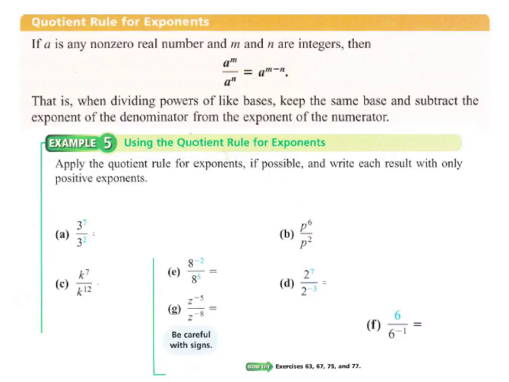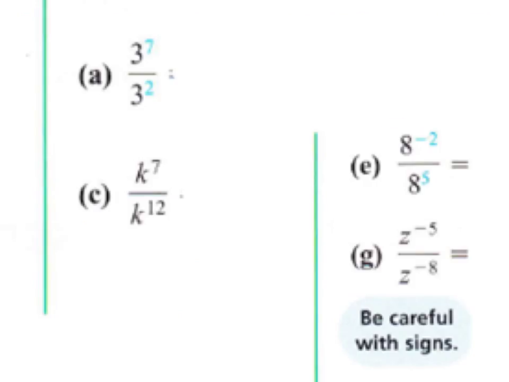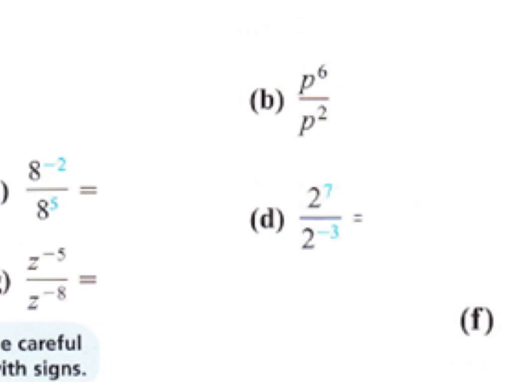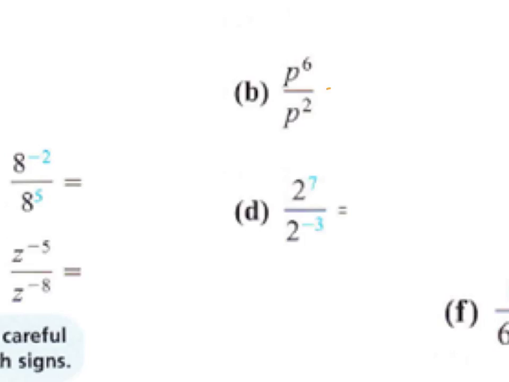Quotient rule for exponents really says that when we have that quotient, we subtract the denominator's exponent from the numerator's exponent. And again, we can even flip that around if we want to, but we'll just go with that for now. Looking at our first example here, we just take this 2 away from the 7, so we get 3 to the 5th power. At this point, I'm just going to leave that as 3 to the 5th power. As our second example, we just get 6 minus 2 for the exponent, so we get p to the 4th power.